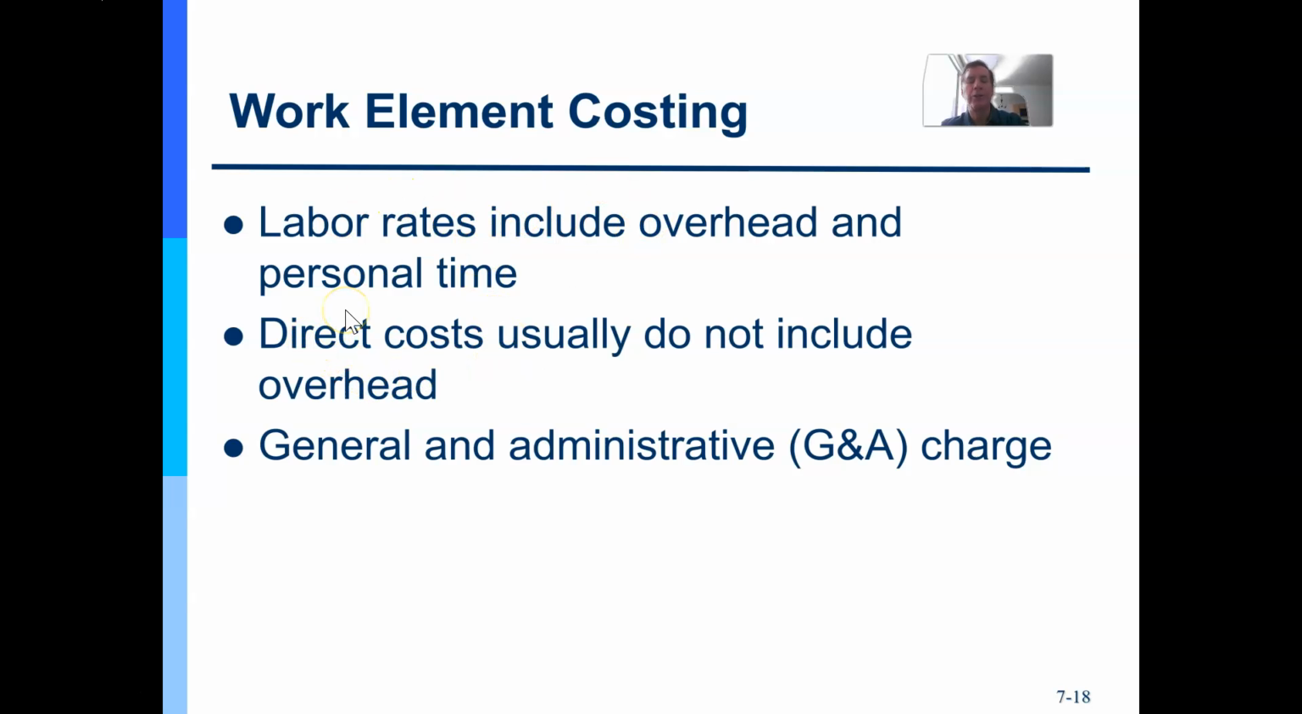Also, you want to look at direct costs, right? Direct costs do not usually include overhead. Those are things that directly go into building your project. If a piece of steel material is going to be part of a support beam, that's a direct cost on a project and would not have overhead, right?